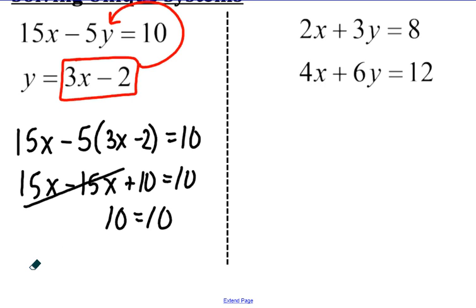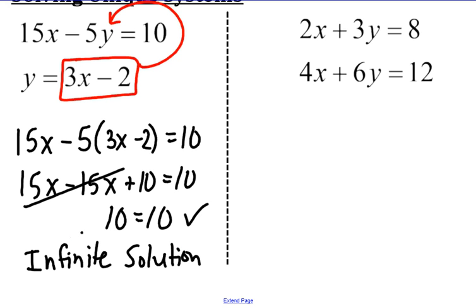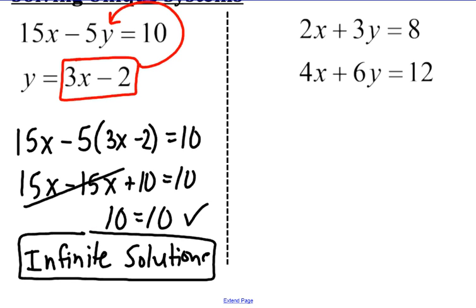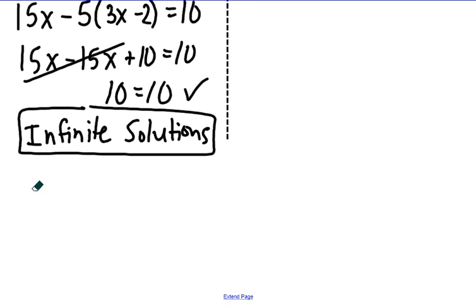That means the values of the variables went away, and we get a true statement, which means it doesn't matter what value you pick, every value would work. So this is actually an example of an infinite solution. It means that those two lines are actually the exact same. If you solve for y in the top equation, you would see it's the exact same as the bottom equation.